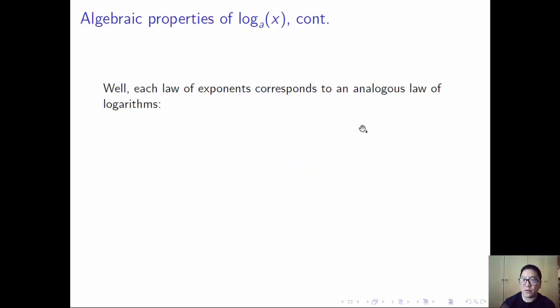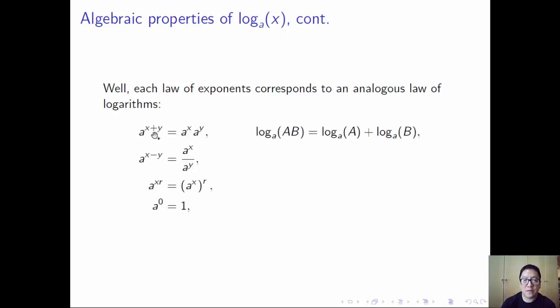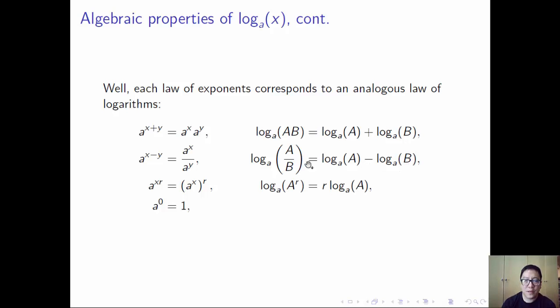Well, each of those laws of exponents becomes an analogous law of logarithms. So if you remember, the sum in the exponent becomes multiplication. The log version of that is, okay, I'm going to stop saying log to the base a because it's all to the base a. Let me just say log. The log of a times b is equal to the log of a plus the log of b. This difference law becomes the log of a over b is equal to the log of a minus the log of b. And this multiplication law becomes that the log of capital A raised to the power r is r times the log of capital A. And finally, the log of 1 is always equal to 0.